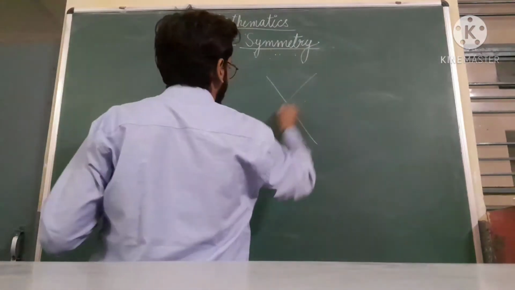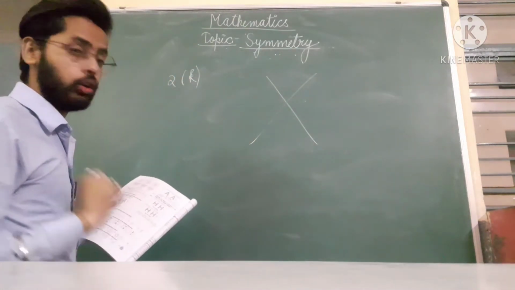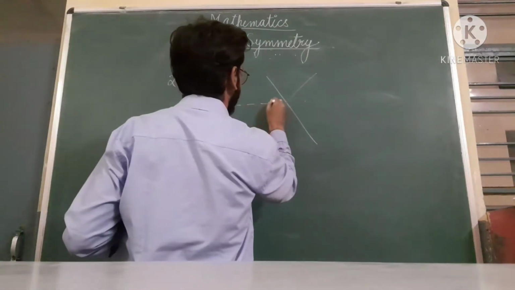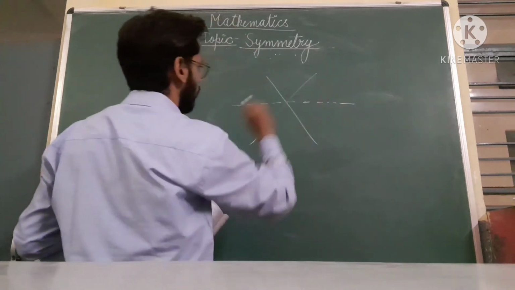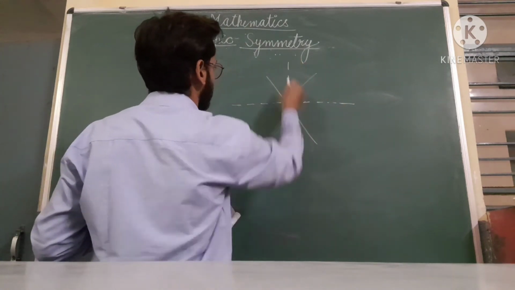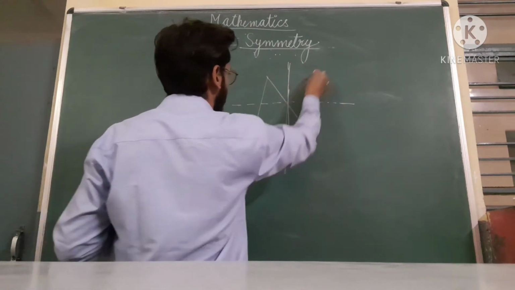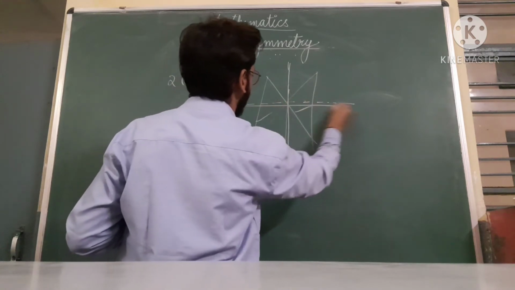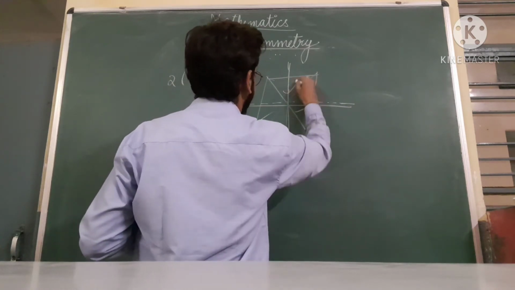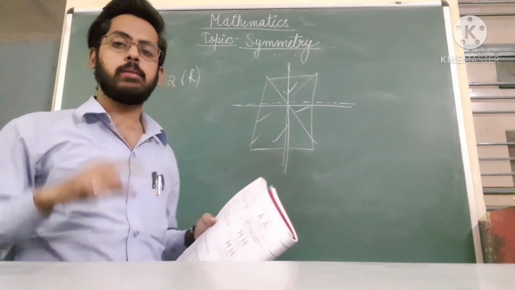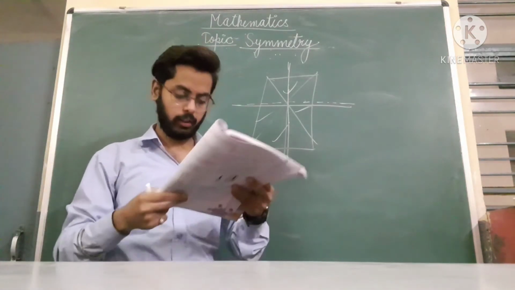X, and then vertical also, horizontal also. How? Horizontal will be like this, and vertical will be like this. In vertical, if we take like this, then it will give this structure, and if we take like this, then the second structure will be. So the line of symmetry will be horizontal as well as vertical.